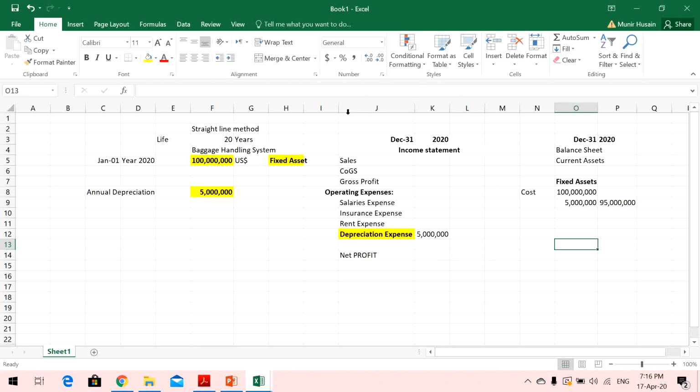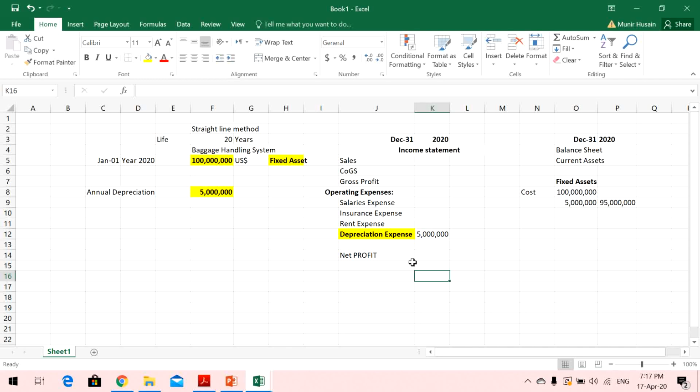The depreciation expense for this year is this one. We cannot put the whole 100 million cost here. Imagine what will happen to profit, since this is one of the expense items. Your income will go down abruptly, too much, if you put 100 million. We cannot do that because you are going to use this baggage handling system or fixed asset for the next 20 years. So we divide its cost by 20 years and depreciate it every year. Every year it is going to reduce by 5 million, so this is the depreciation expense for each year.